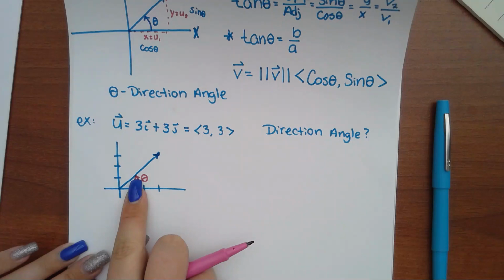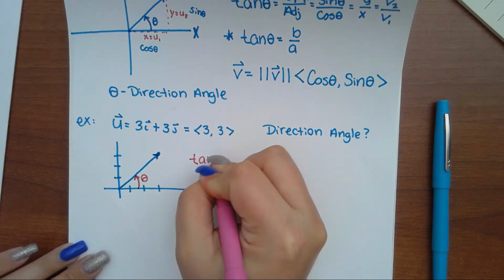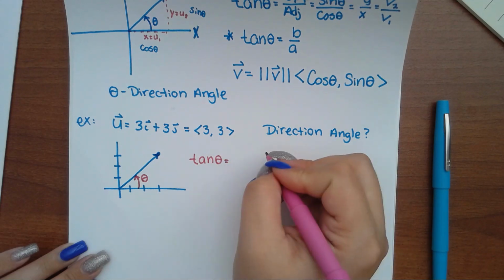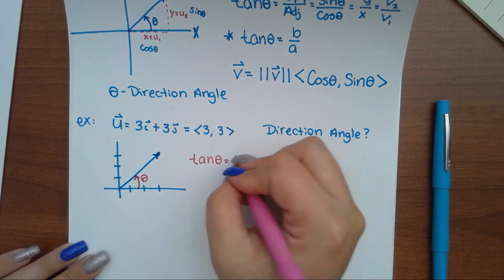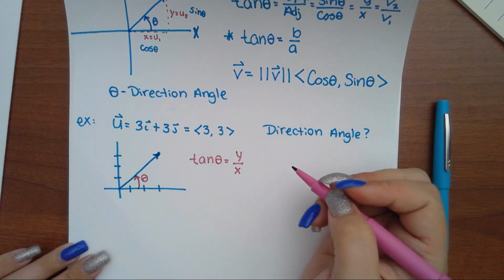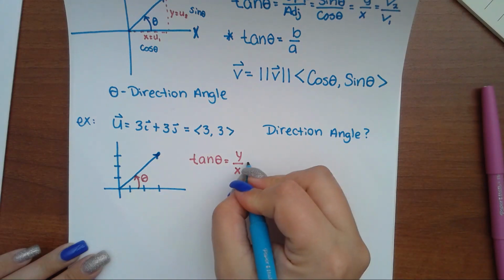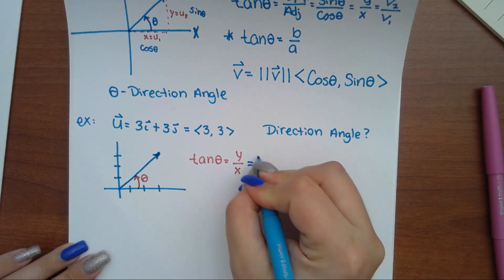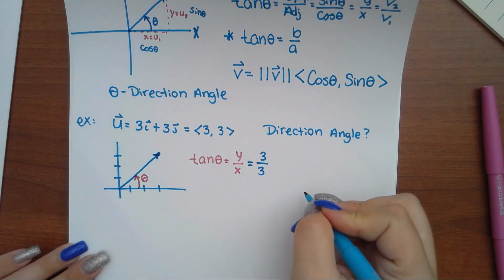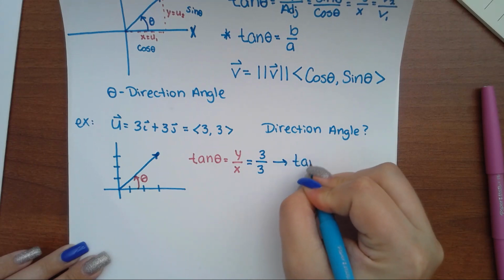The formula that we are going to use is tangent of theta is equal to b over a, or y over x, or v2 over v1. It doesn't really matter which one you use. I'll use y over x here because we all know x and y. Then we can plug in what we know. We have 3 for y and 3 for the x component, so this simplifies to tangent of theta is equal to 1.